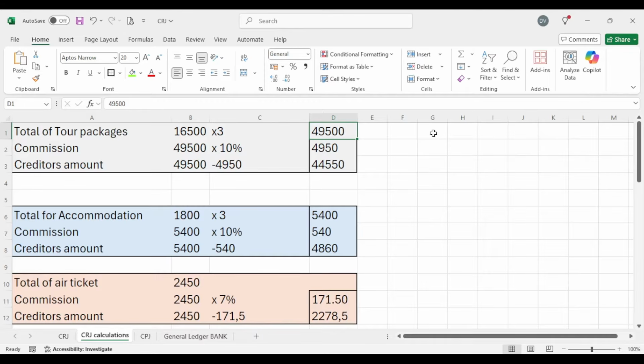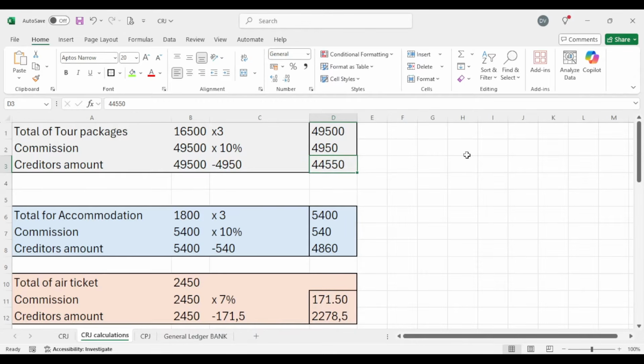We then also have to work out the commission. To work out the commission, you take the full value, you multiply it with the commission percentage that they give to you in the question. In this case, it's 10%. And you get the commission value of 4,950 Rand. Then we have to work out the creditor's amount. To do this, we take the full value again, we minus the commission of 4,950 Rand, and we get the balance, which is 44,550.